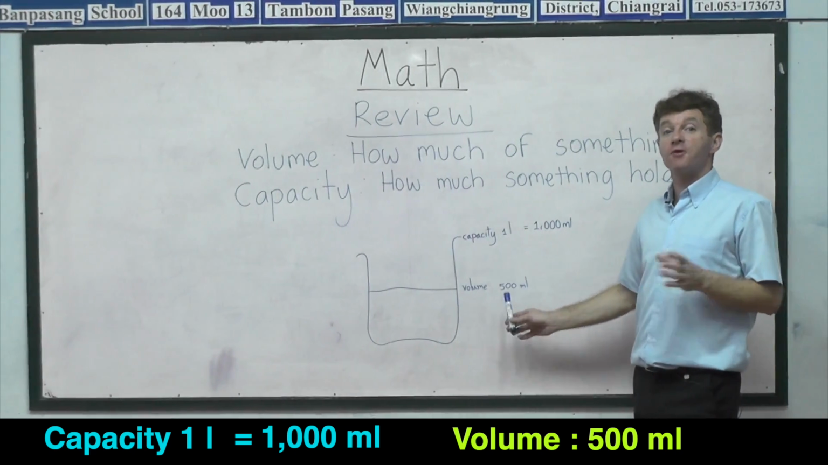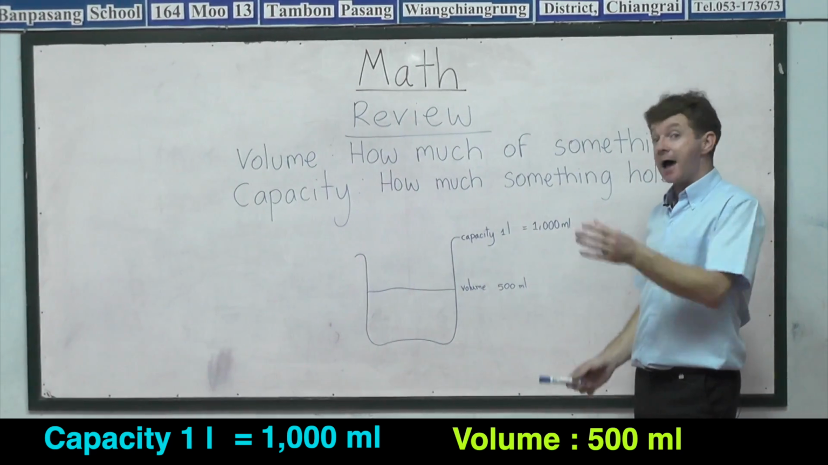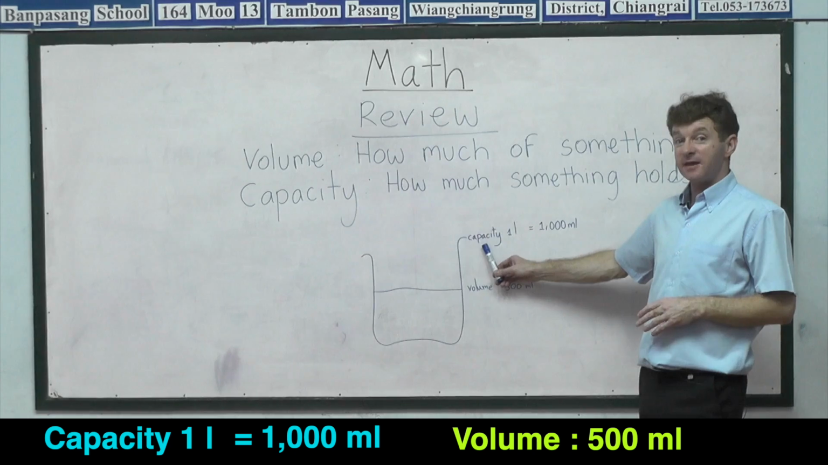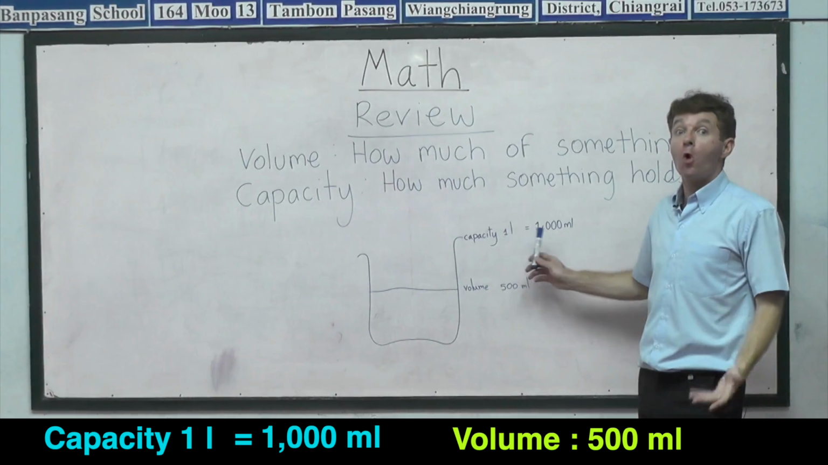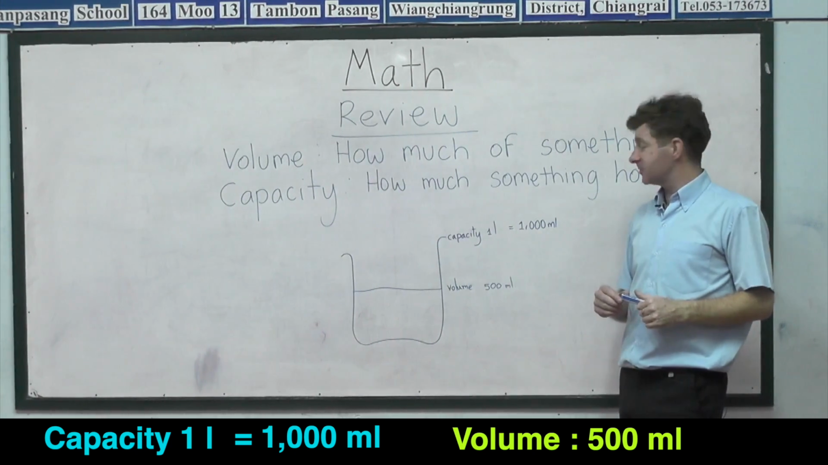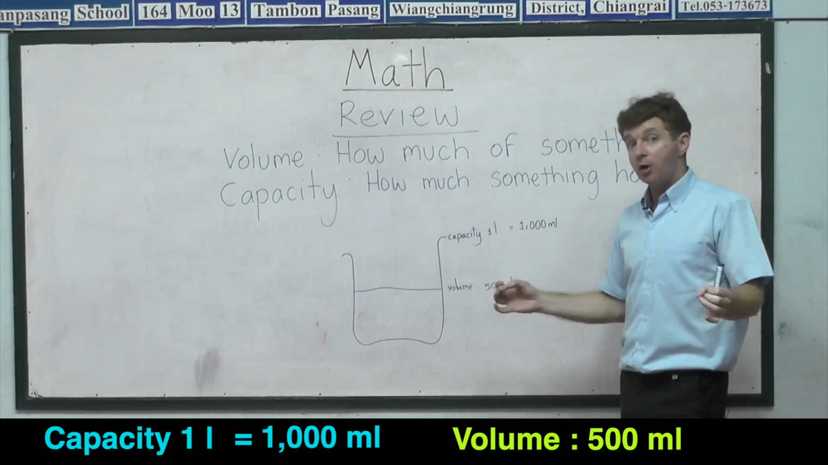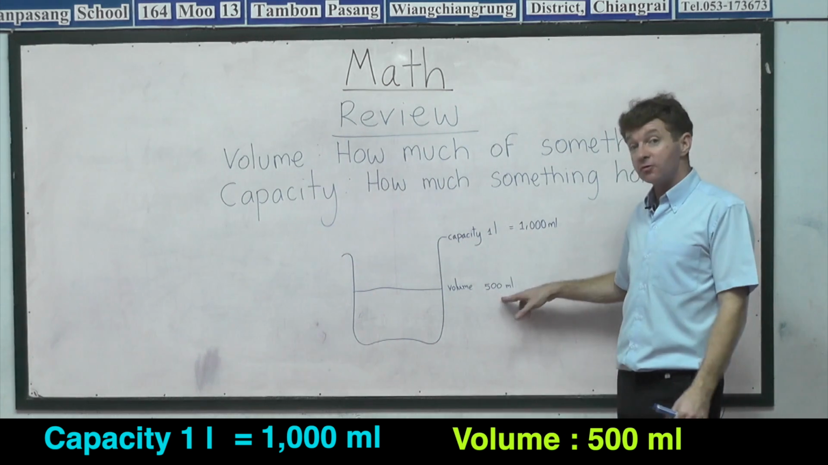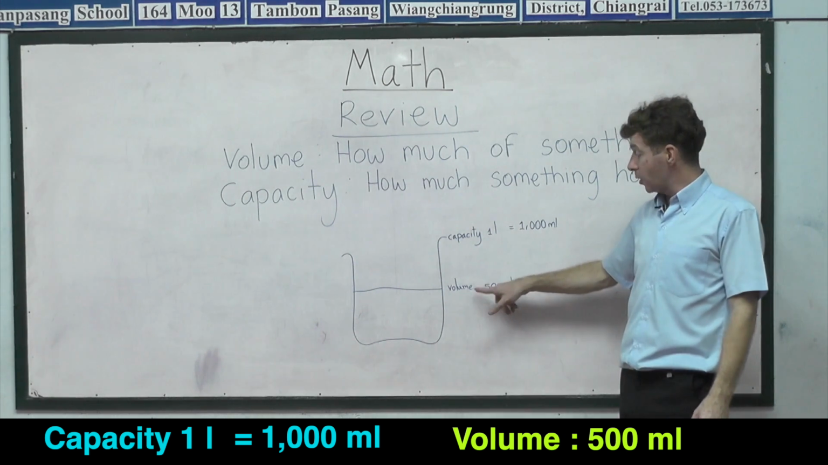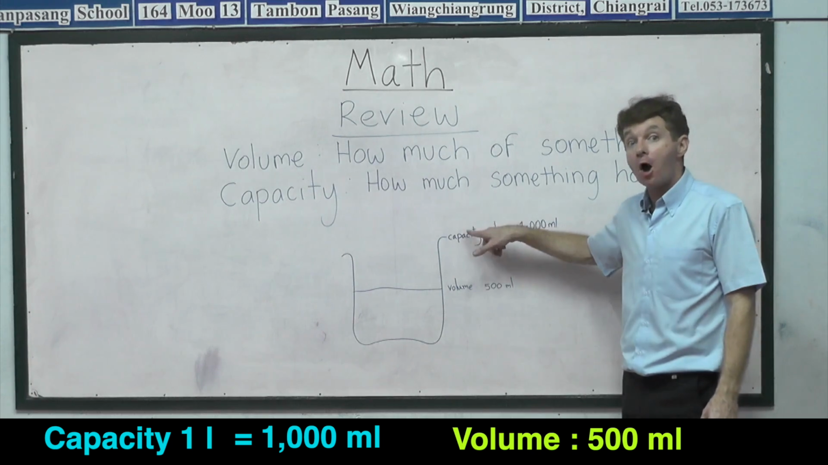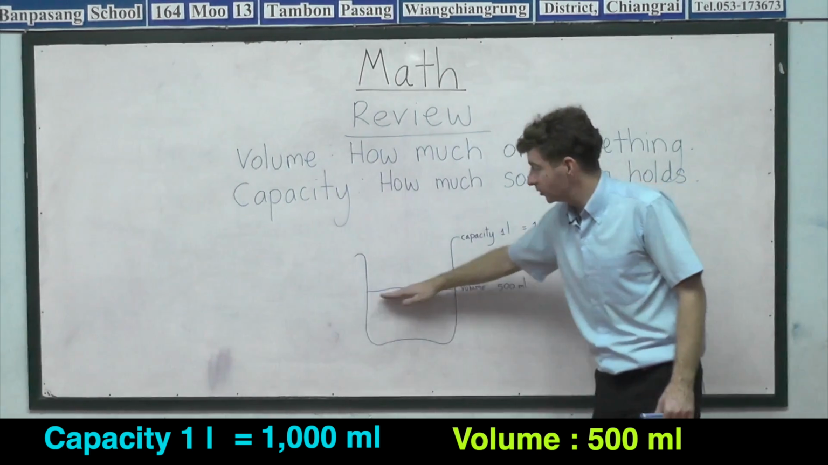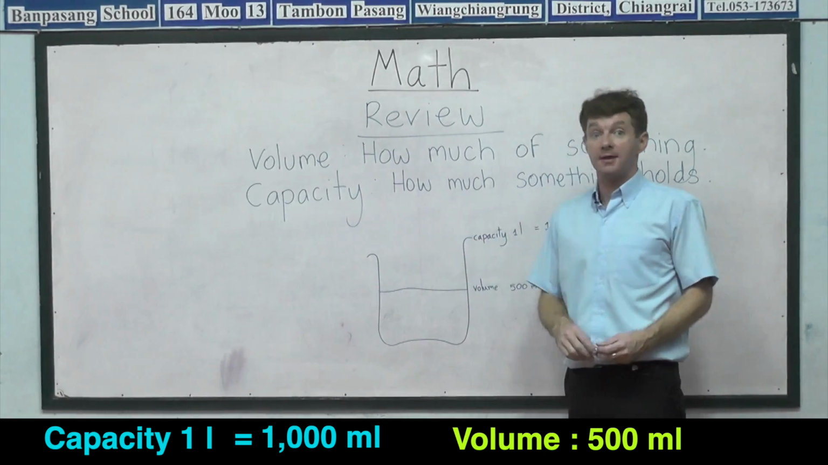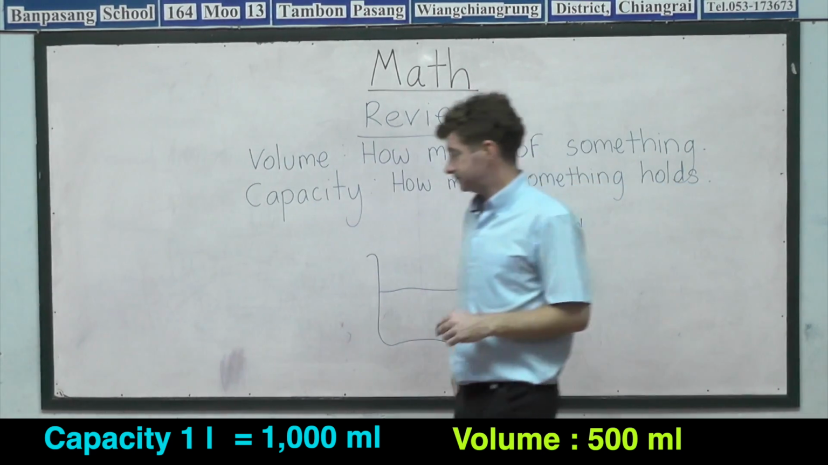You can see from our board diagram that our capacity is always at the top, 1 litre or 1,000 milliliters. So if our volume is 500 milliliters, we know the volume is half of the capacity. So therefore the volume will be halfway. Let's do one more.